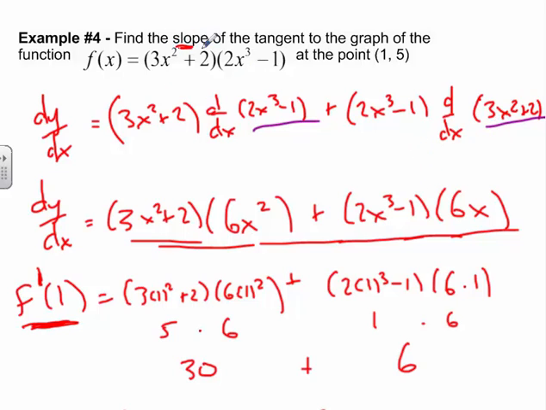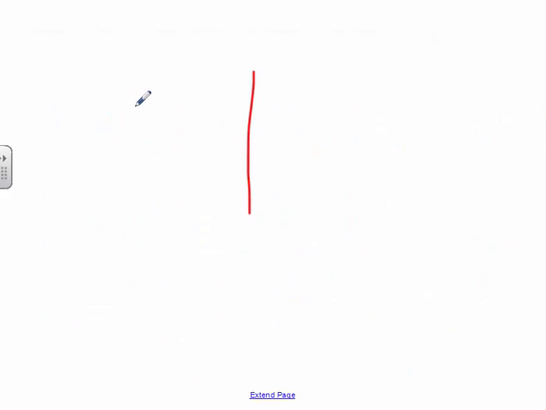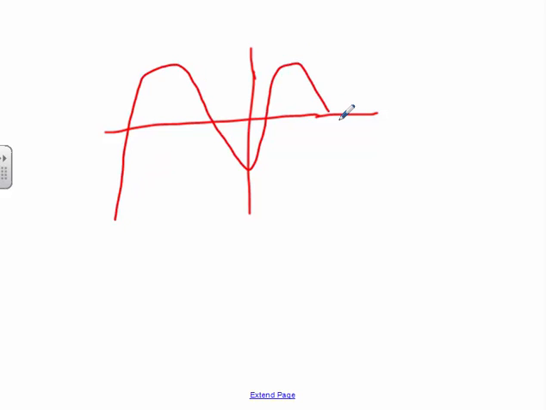Because I said, well, what is the slope? The slope is now 36. If you were to take this graph right here and graph it in your calculator, I don't know exactly what it looks like, but just a rough idea. It's a power of 5. What's that, a quintic? So it probably looks something like this.